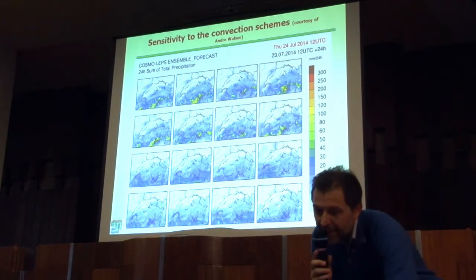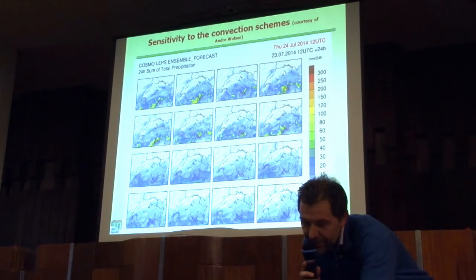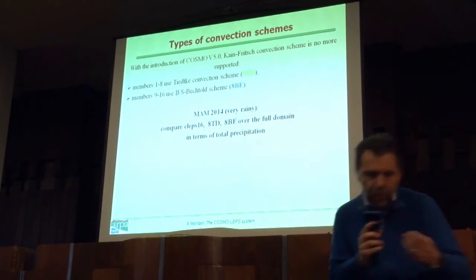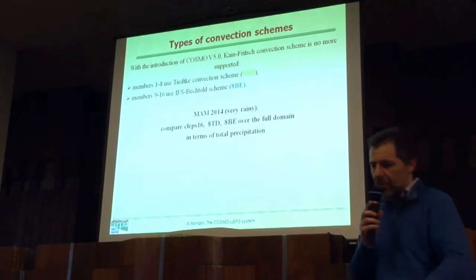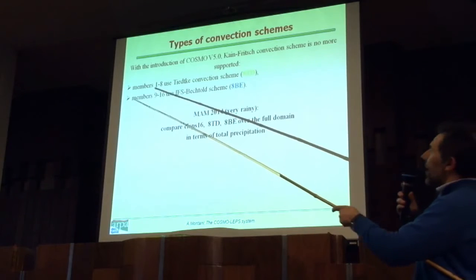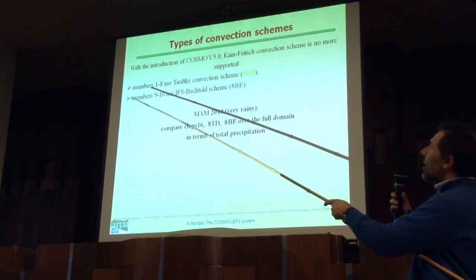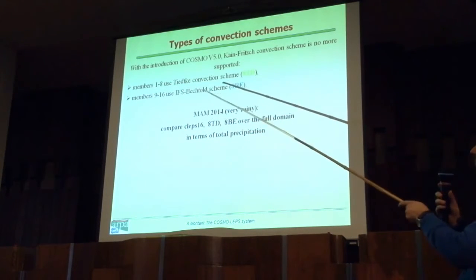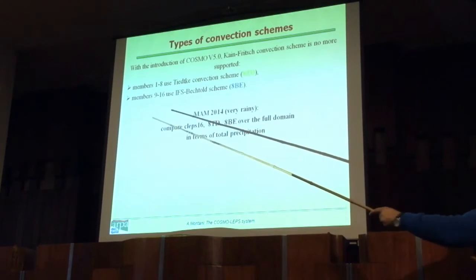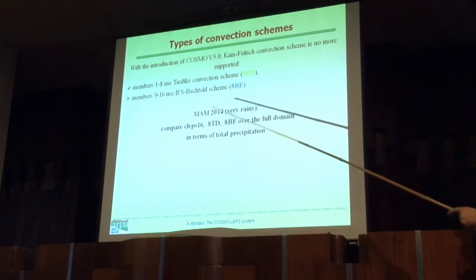So it rained, anyway, basically. And we would try to investigate this idea a bit more. So we made some analysis of the performance of the 8-member ensemble, the one composed by the TDK convection scheme, and we also checked the performance of members 9 to 16.